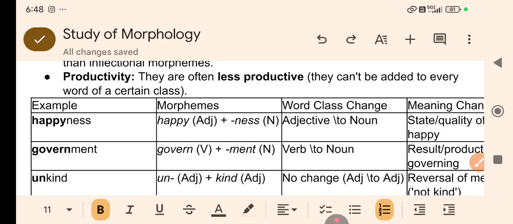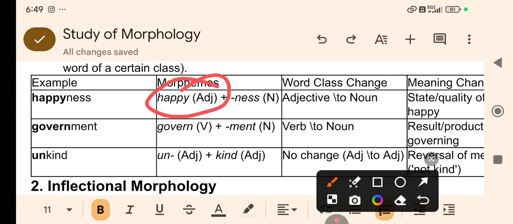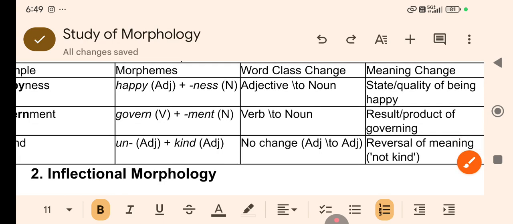Example is happiness. Happy is an adjective. That's a root morpheme, right? Ness is the suffix. So happy is an adjective, but when we add ness, the word class changes and that becomes happiness, right?